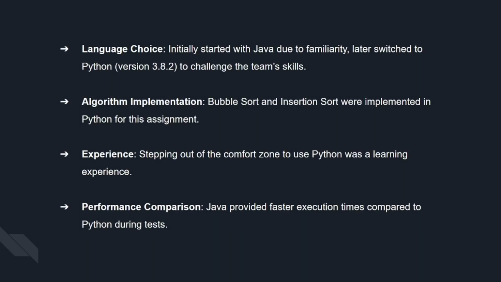So for the language of choice, we initially started with Java as it was familiar to me and Karan. Later on, we planned to switch to Python just to challenge our team a little bit and experiment with Python. So we implemented the algorithms in Python and Java as well, where we took out the times and percentage orders. But later on, we moved to Python for the assignment. The experience was great to learn about Python and experiment with it.